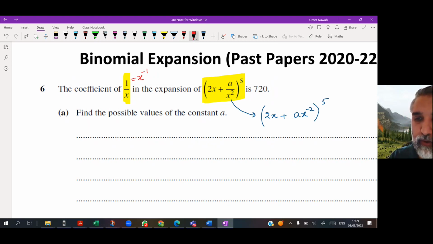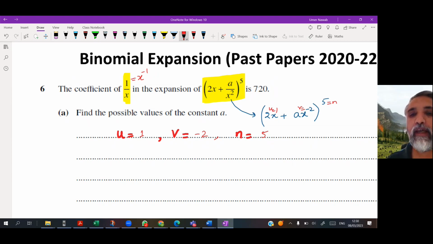Now write, what is your u? My u is equal to 1. What is my v? v is equal to minus 2. And what is my n? That is equal to 5. So this is my n, this is my v, and this is my u.